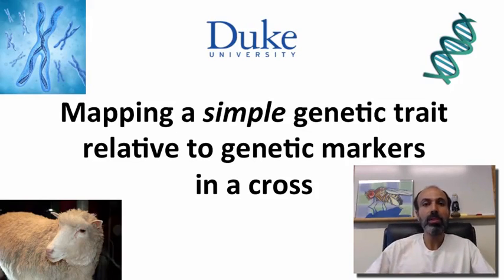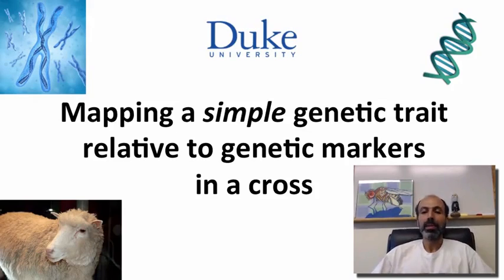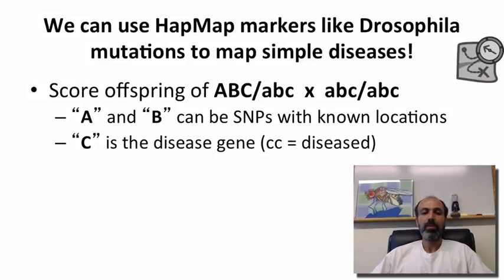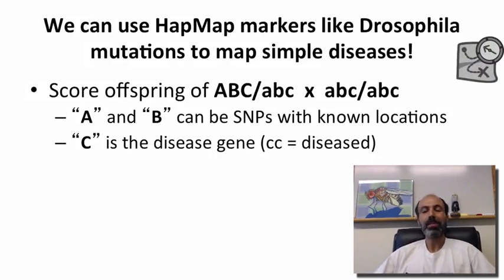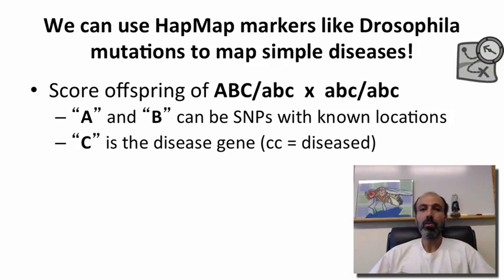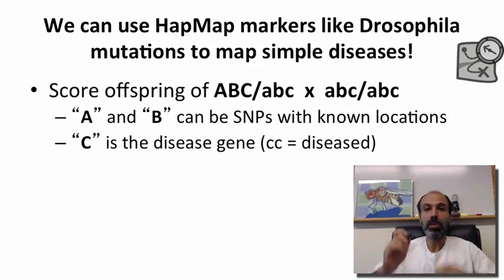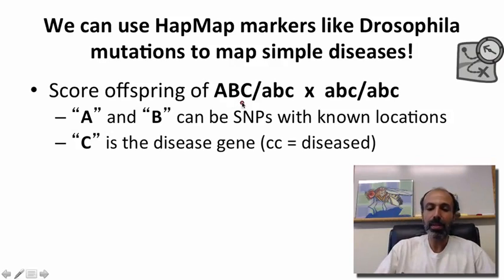Now, what we're going to do in this video is try to map simple genetic traits, so traits controlled by one gene that have a very large effect on that trait relative to genetic markers in a cross. So we can actually use HapMap markers, just like we used the Drosophila mutations in previous videos, to map simple genetic disease. You remember we did these problems using these three genetic markers, A, B, and C.